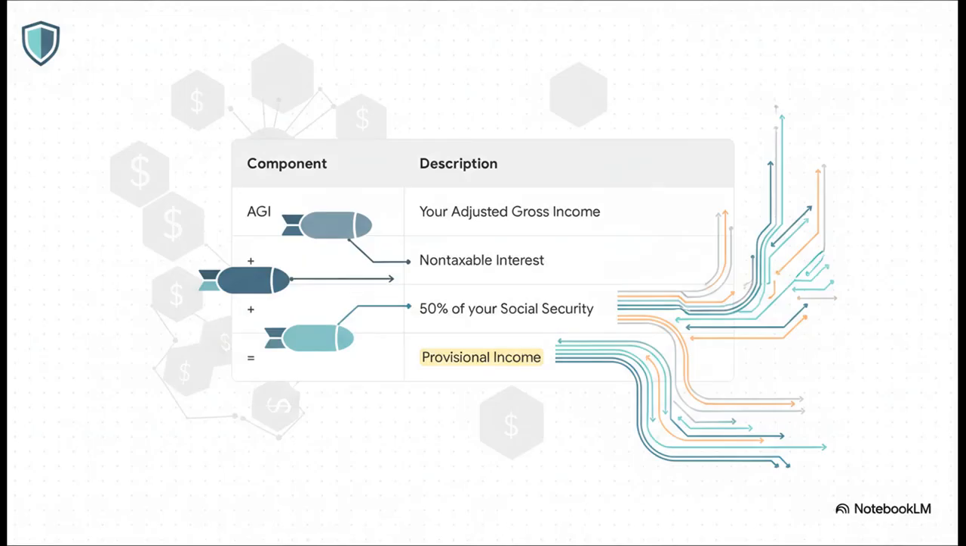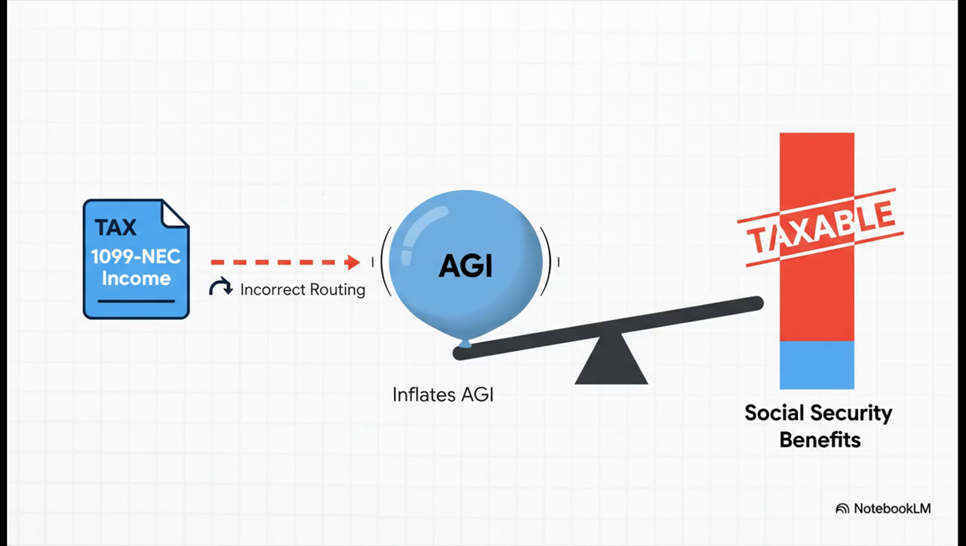Let's break down that first torpedo. It gets triggered by something called your provisional income. And the IRS figures this out with a pretty simple formula. It's your adjusted gross income plus any non-taxable interest you have, plus half of your Social Security benefits. Now here's the danger. That little mistake of misclassifying your 1099-NEC income artificially inflates your adjusted gross income, your AGI, and that can easily push your provisional income over these critical IRS thresholds. The second you cross that line, as much as 85% of your Social Security benefits, money you thought was safe, suddenly becomes taxable income. It's a nasty surprise.